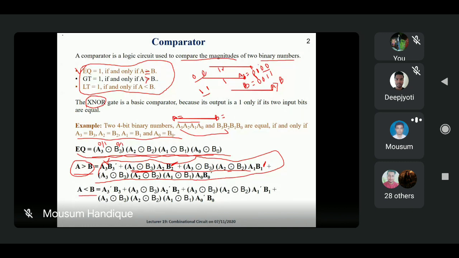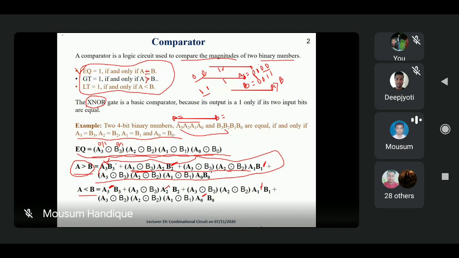In that case, instead of the complement with B, we can apply the complement with A. See here, all are complement from here. So this way we can use the comparator.